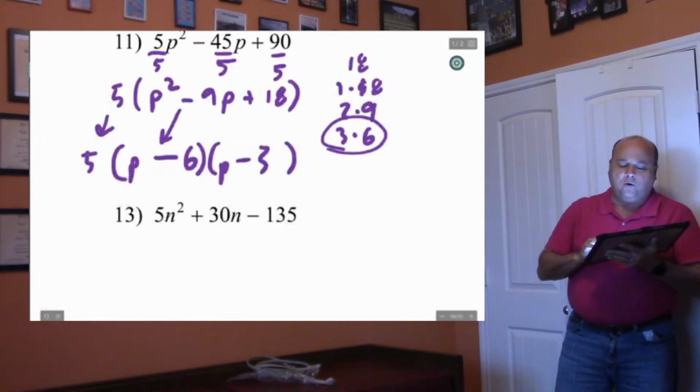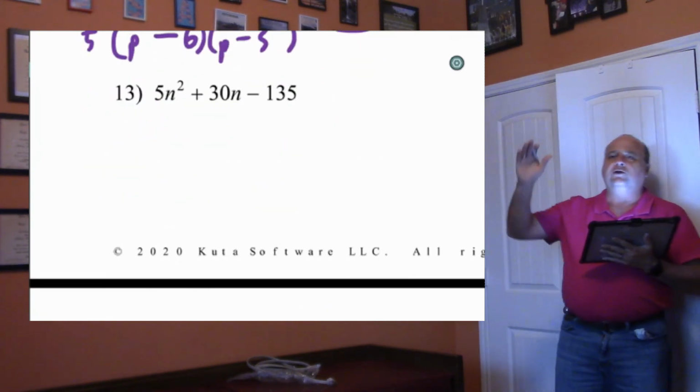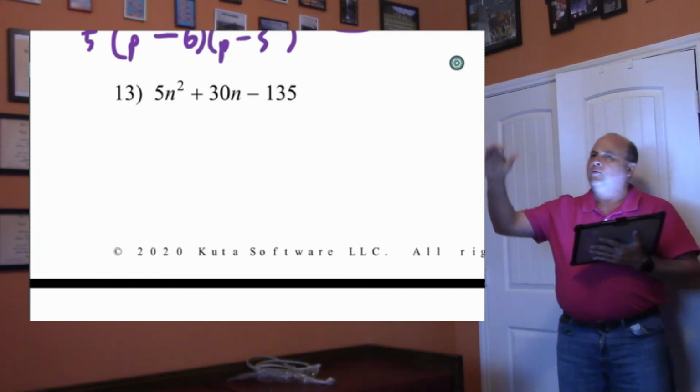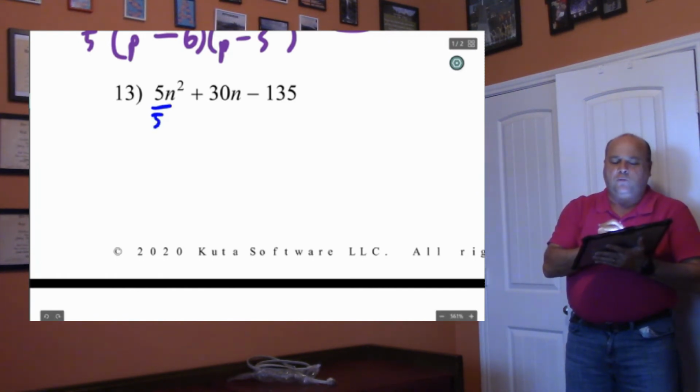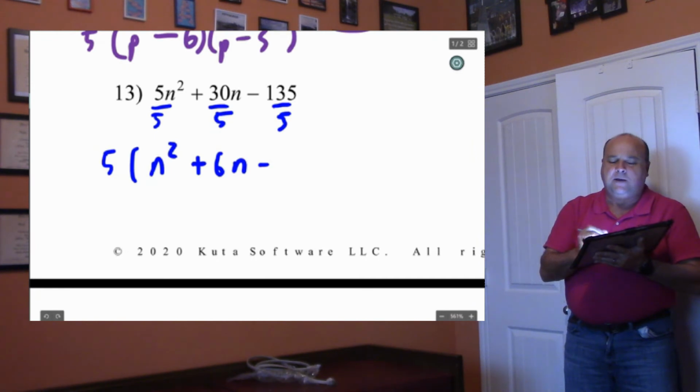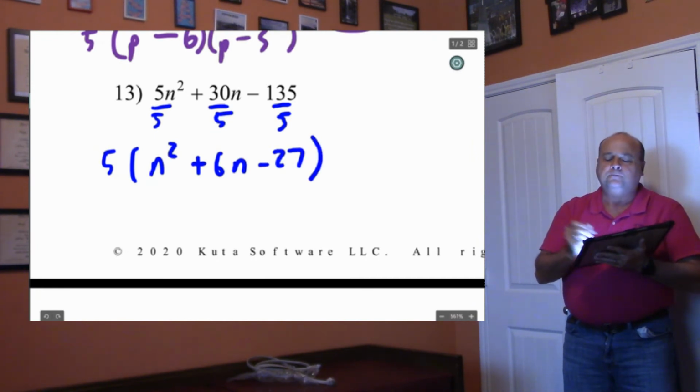I'm going to do one more for you. You can do the rest on your own. These are pretty simple. The rest of these are just like this. So we start off, we have a 5 in front. We're going to divide everything by 5. That's going to turn into 5 parentheses, n squared plus 6n minus 27.